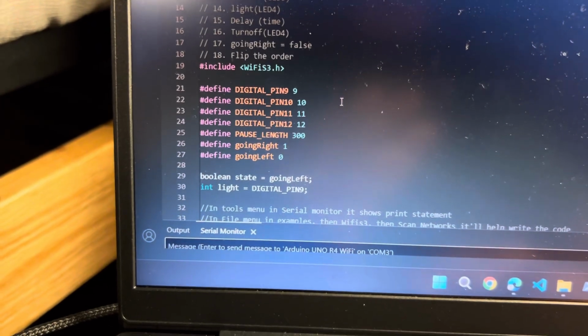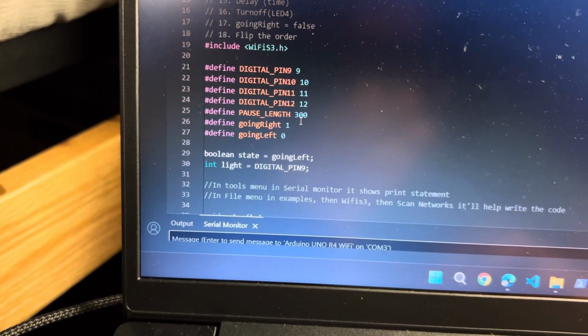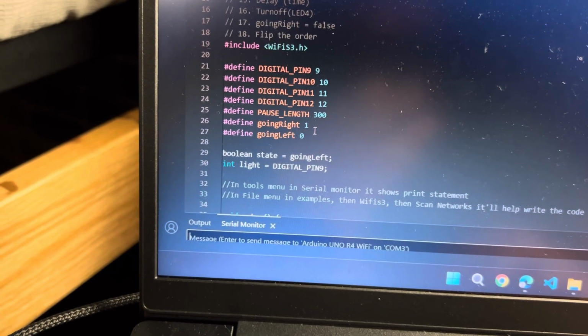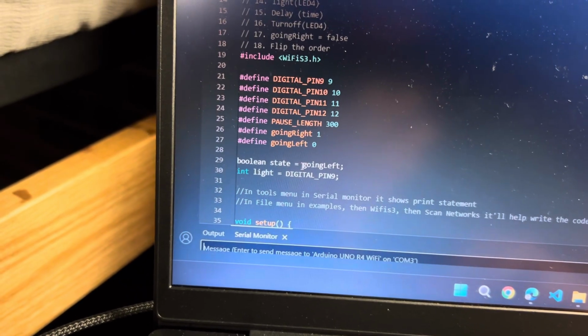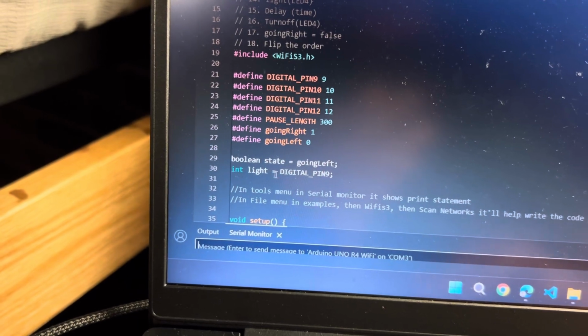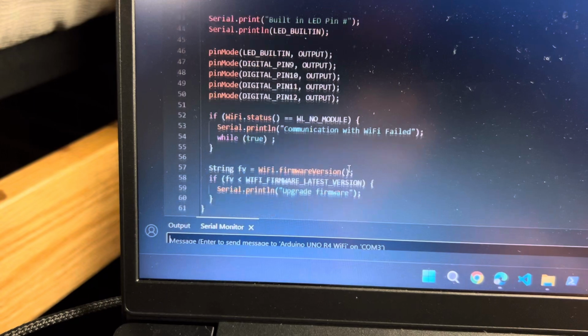through the spots 9 through 12. Then going into the code, I am defining each of the pins 9 through 12, a pause length of 300, and the states of right and left. And then that state is starting as left, and then the light is starting at 9. Setting it up is simple, just declaring everything.